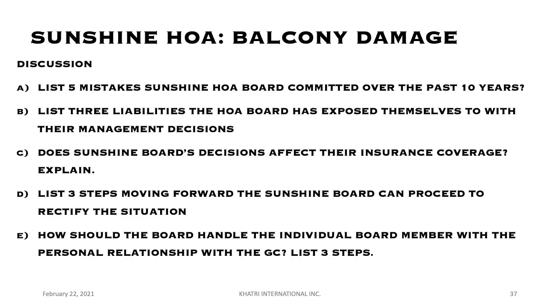So let's look at the discussion. I would like for you to make a list of 5 mistakes that the Sunshine HOA board committed over the past 10 years. I'd like you to think about 3 liabilities the HOA board has exposed themselves to with their management decisions. Does the Sunshine board's decisions affect their insurance coverage? Explain. List 3 steps moving forward that the Sunshine board can proceed to rectify the situation. How should the board handle the individual board member with the personal relationship with the general contractor? List 3 steps.